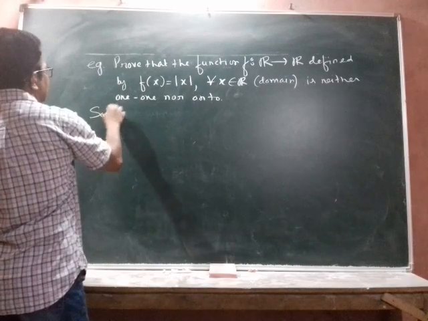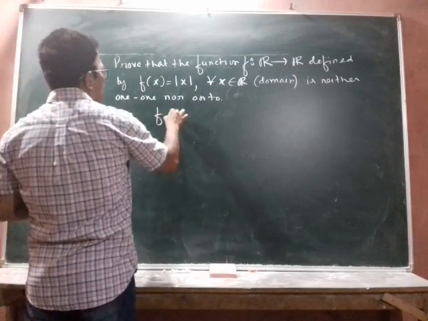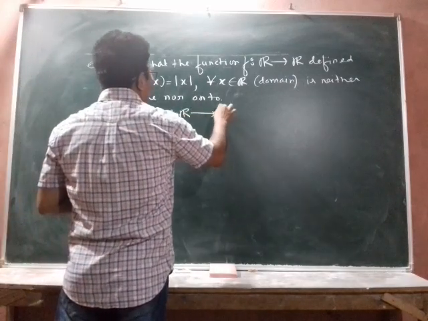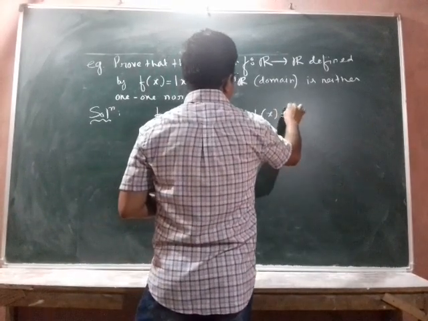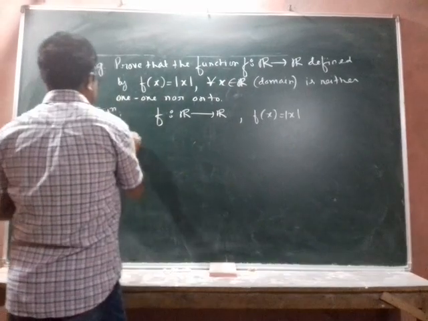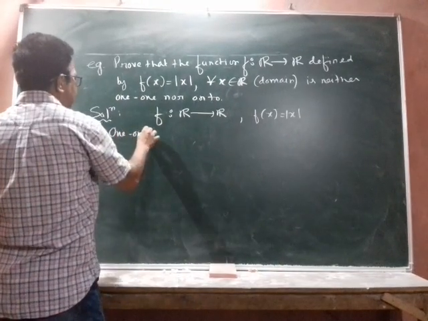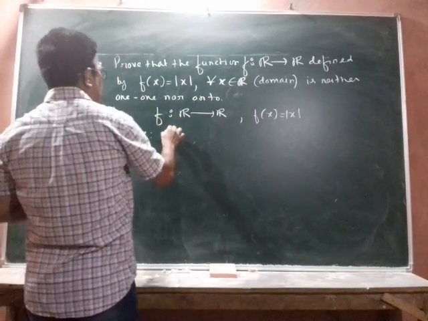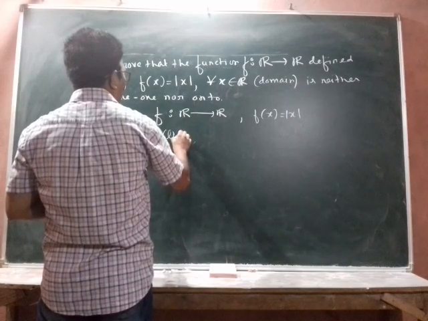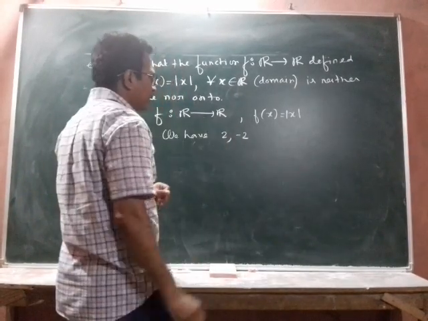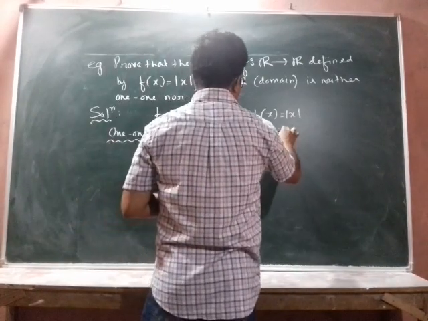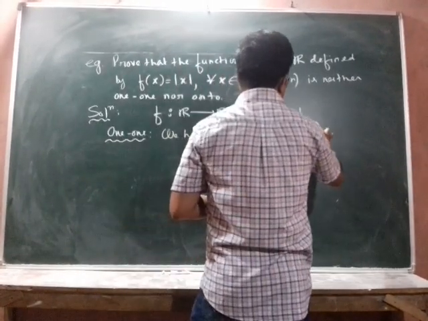Same as earlier, we will proceed. Here we first write the function from real numbers to real numbers defined by f(x) = |x|. The first, 1-1 part, we are going to say: as we know, 2 and -2 are two different real numbers. These belong to the real numbers, and this belongs to the domain.